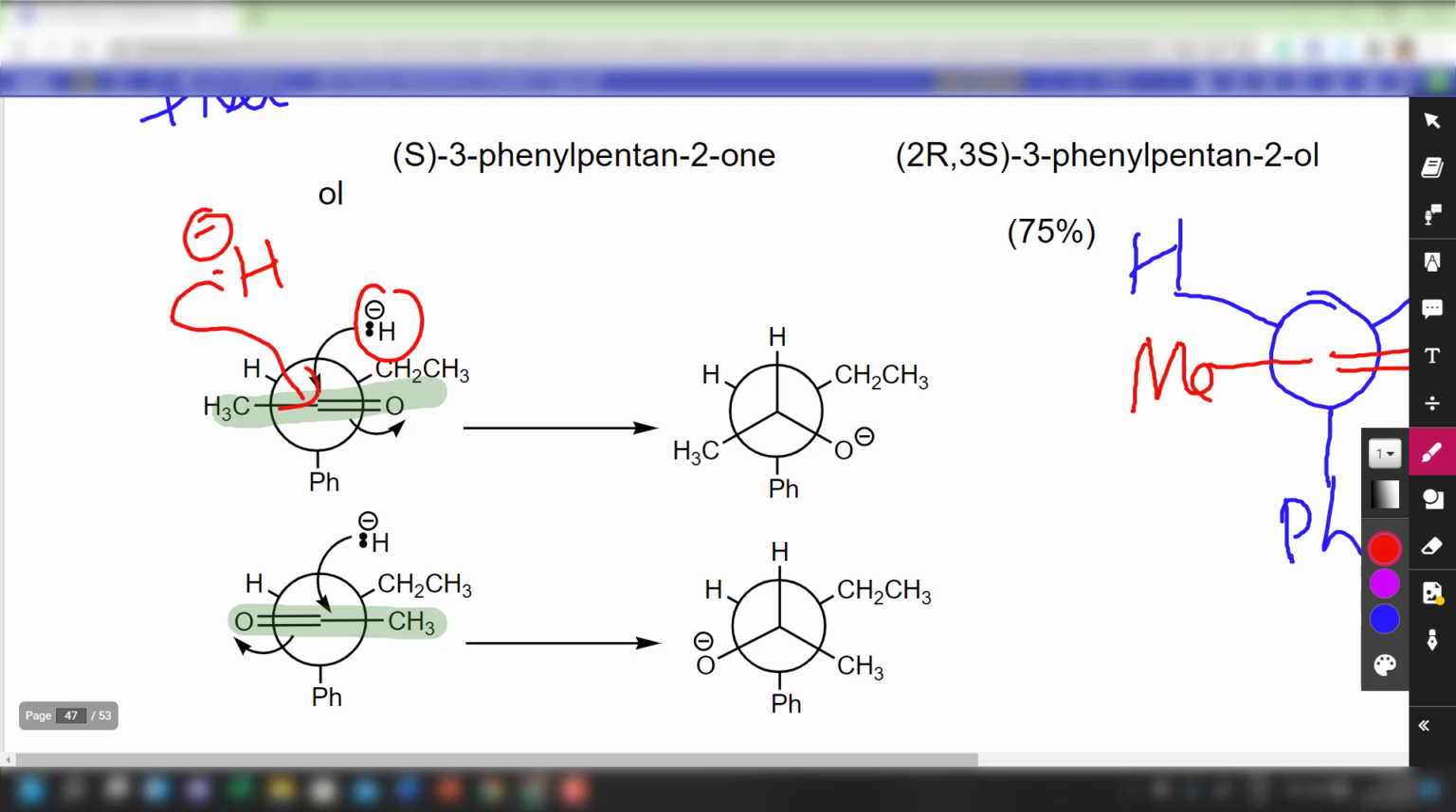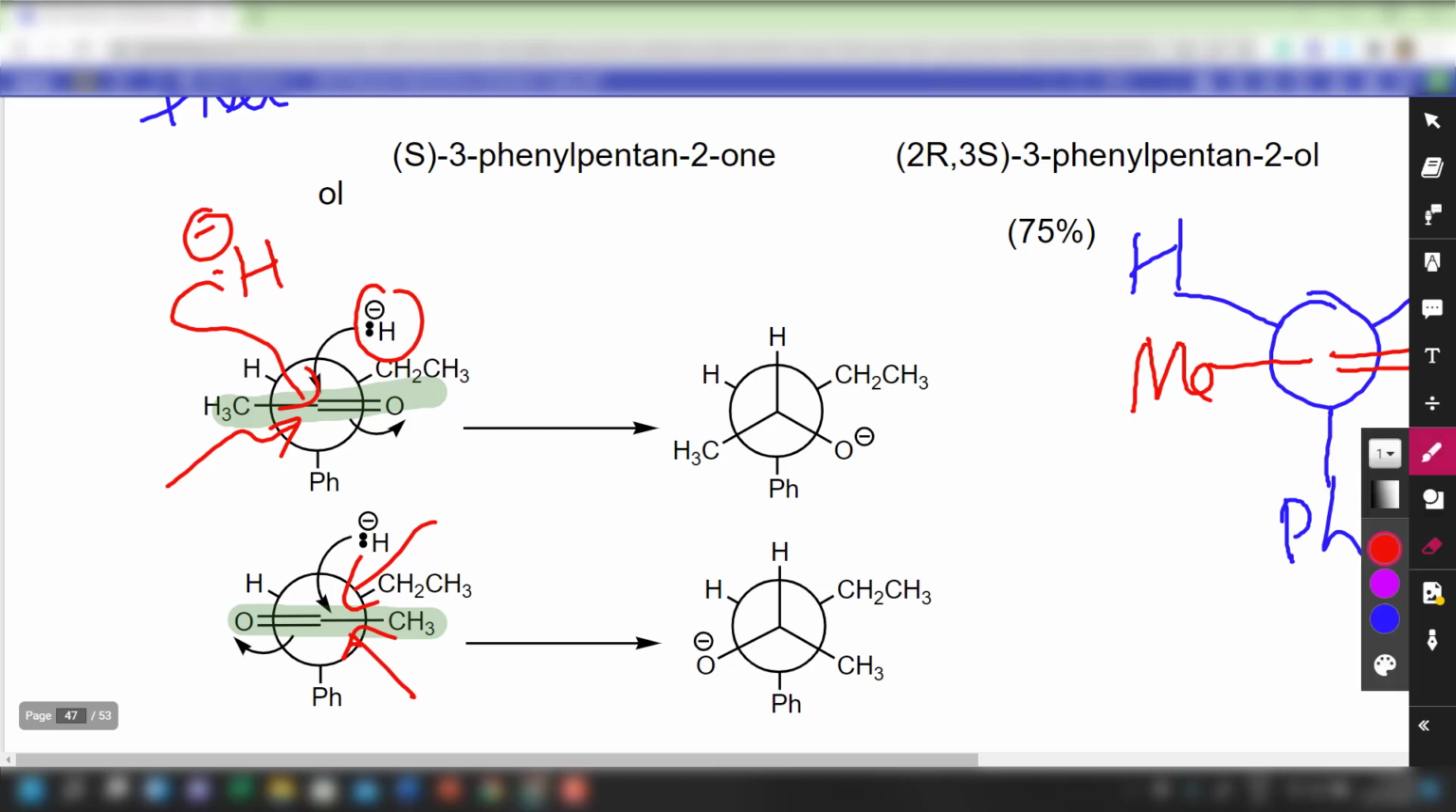For here, the hydride usually comes from, remember I told you, 109.5 degrees from the CO bond. So it approaches either from here, or from here, or, sorry, the other way around. Here or here. So there are two potential approaches. Let's just focus on one of them.